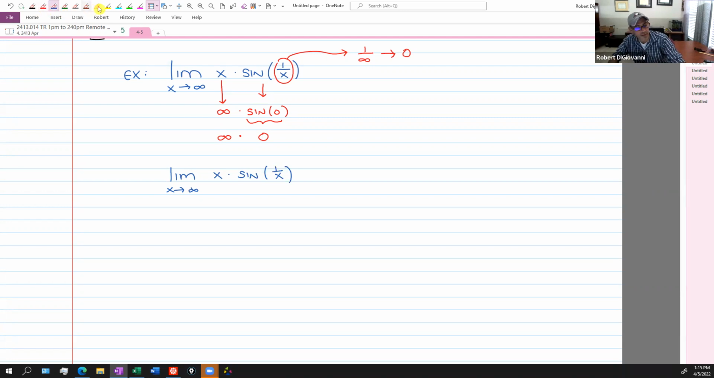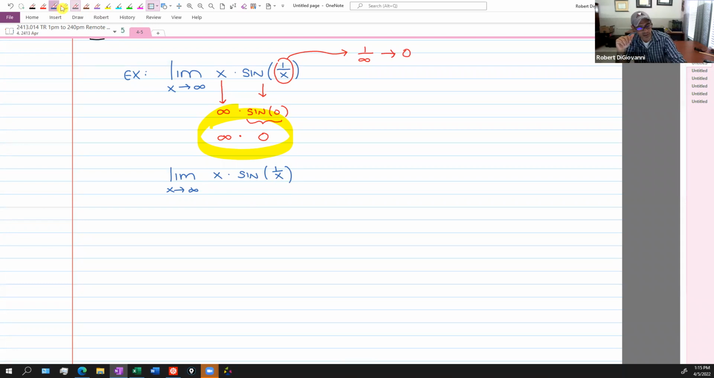So how do we handle this scenario? There is a standard kind of trick that we do every single time we ever see infinity times 0 or 0 times infinity. All right, you ready for it? What you're going to do is you're going to pick one of the two things, right? There's two things here. There's the x and there's the sine of 1 over x. You're going to pick one of them. And what you're going to do is you're going to drop it into the denominator.